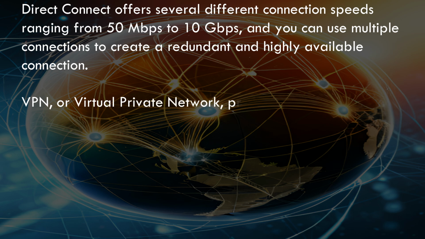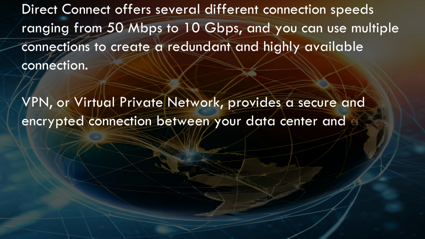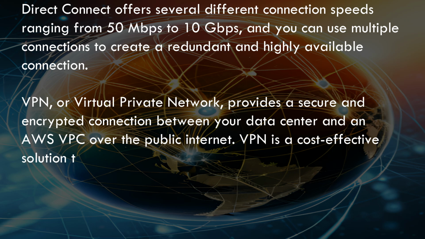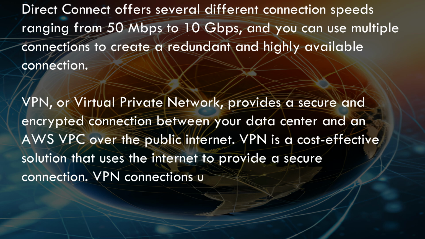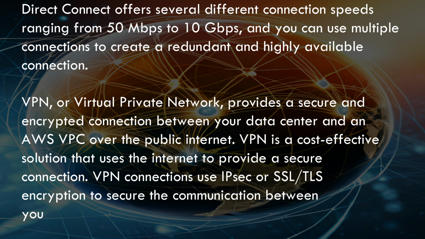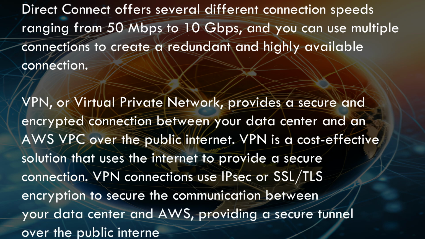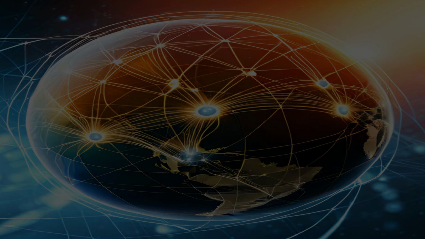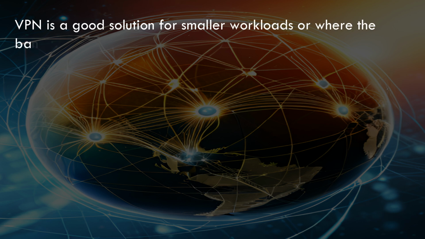VPN, or Virtual Private Network, provides a secure and encrypted connection between your data center and an AWS VPC over the public internet. VPN is a cost-effective solution that uses the internet to provide a secure connection. VPN connections use IPsec or SSL/TLS encryption to secure the communication between your data center and AWS, providing a secure tunnel over the public internet. VPN is a good solution for smaller workloads or where the bandwidth requirements are lower than Direct Connect.